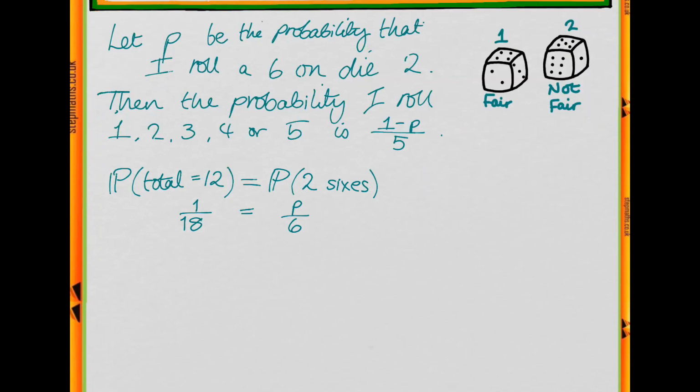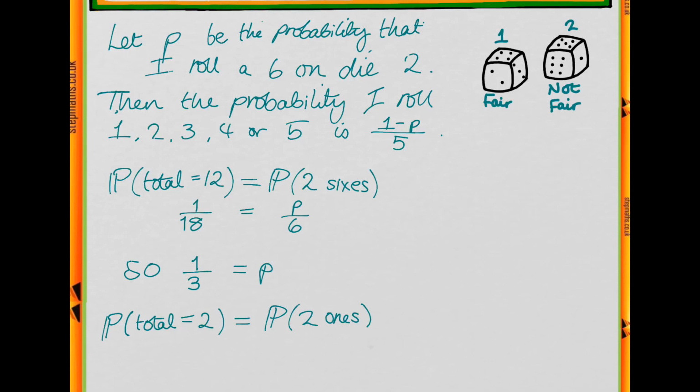Okay, so we know that the probability that the total is equal to 12 is 1 over 18. And the probability of 2 sixes, well, that's the probability of a 6 on the fair dice, which is a sixth, and the probability of a 6 on the second dice, which isn't fair, which we've called P. So it's going to be 1 sixth times P, which is P over 6. Now, this is nice because we can rearrange it to find P. So P equals a third.